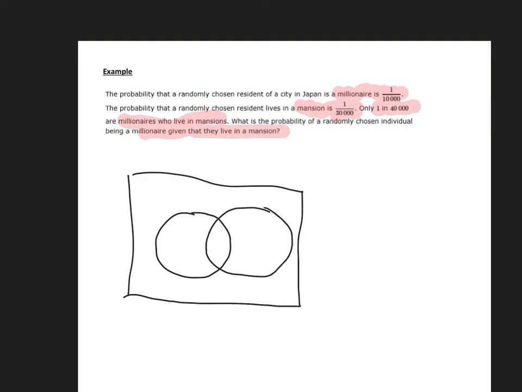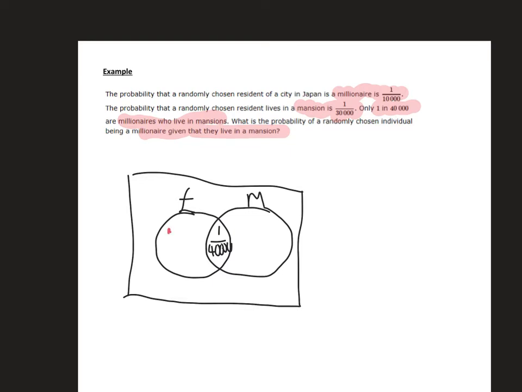So I'm going to use pound symbol for millionaire and M for mansion. Remember, we want to see the probability of both happening, and we do, because it says only 1 in 40,000 are millionaires who live in mansions. So that's 1 over 40,000 in the middle to get this bit here, which I'm calling red.